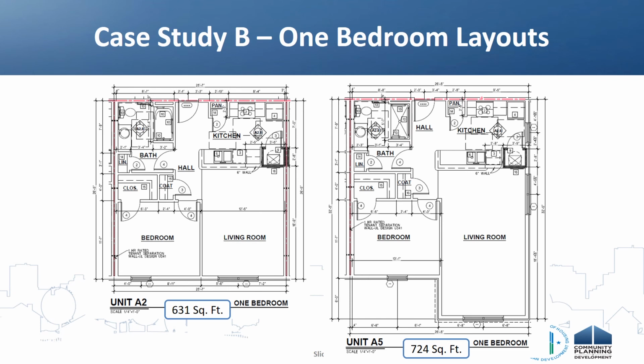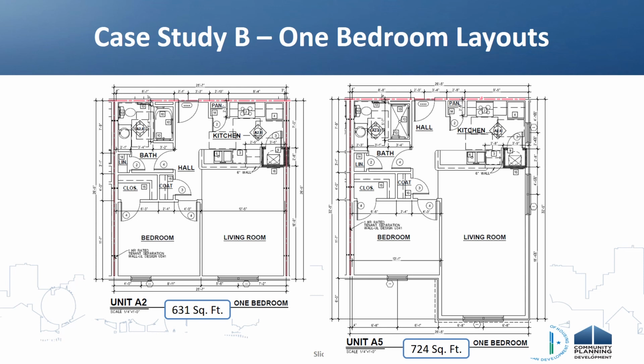We can see the differences when we compare the A2 unit type, which is the smallest one bedroom at 631 square feet, with the A5 unit type, which is the largest at 724. At the top of the drawing, the basic width of the units is pretty close. Given the size of text on your screen, you'll have to trust me, but the overall width of the A2 unit is 25 feet 7 inches, while the A5 unit is only 10 inches wider. The bathroom, entry hall, and kitchen are all basically the same, as are the closets, and the bedrooms are nearly identical, with only a 2-inch difference in the width.